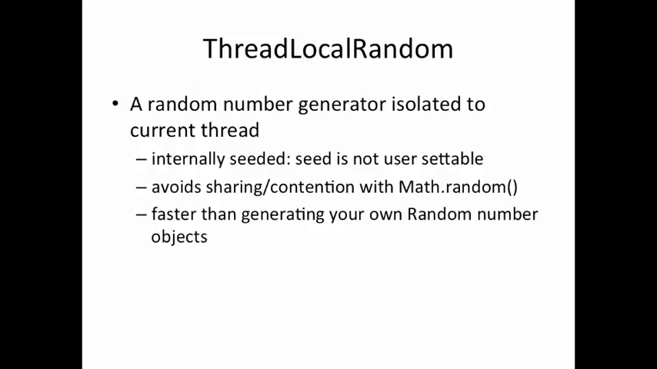But it does avoid sharing or contention, unlike Math.random, which is a synchronized random number generator that can be used by concurrent threads. But if you have a lot of threads generating random numbers, that could cause a lot of contention with the Math.random number generator. So ThreadLocalRandom allows us to basically isolate a unique instance of a random number generator in each thread.